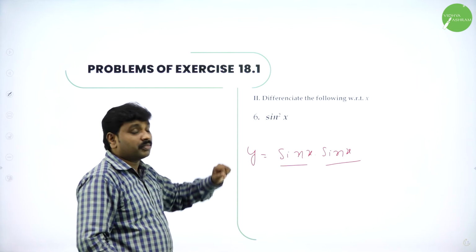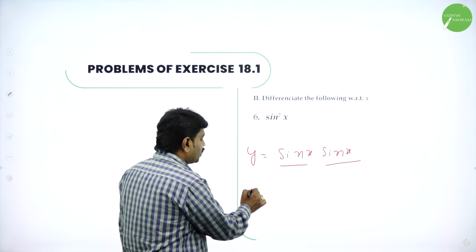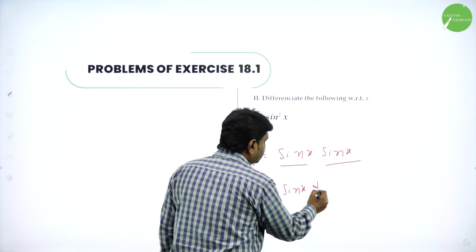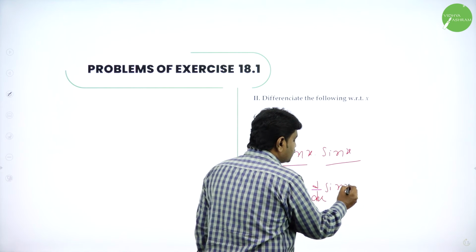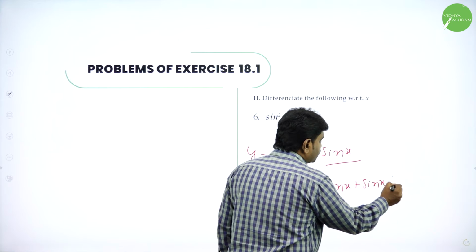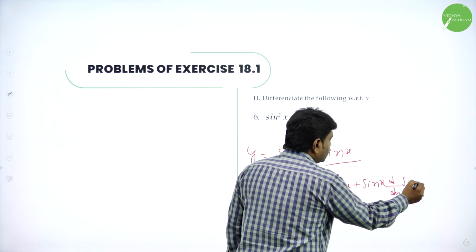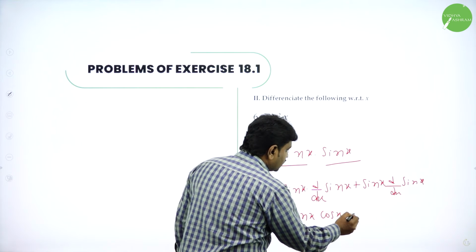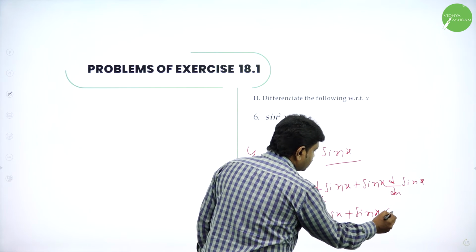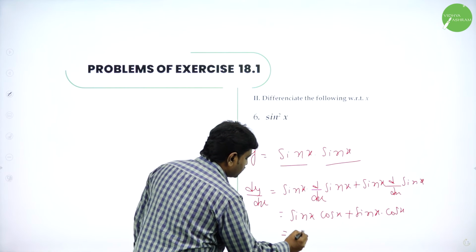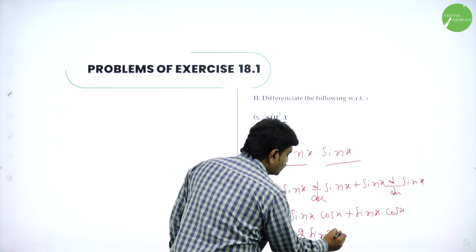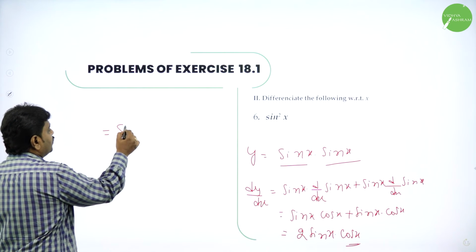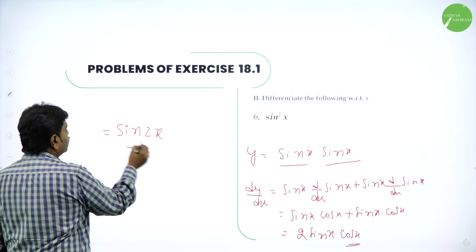And you can do the same problem by chain rule method also. If you use product rule, what you will get? Dy by dx is sin x into derivative of second function. Second function is what? Sin x, plus sin x into derivative of first function. So it will become sin x into derivative of sin x, which is cos x, plus again sin x into derivative of sin x, which is cos x. Sin x cos x plus sin x cos x will become 2 sin x cos x. Once you learn multiple angles, 2 sin x cos x can be written as sin 2x. This is the value of dy by dx.